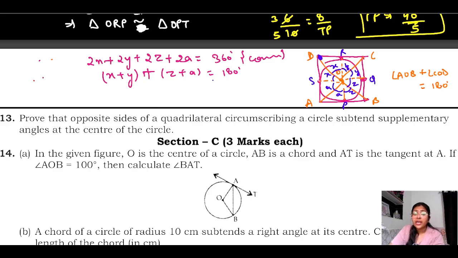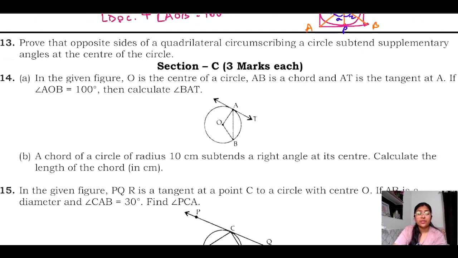Can you write angle X plus Y as angle DOC? Yes. Angle Z plus A as angle AOB? Yes. So angle DOC plus angle AOB is equal to 180 degrees. These are the angles subtended by the opposite sides of the quadrilateral at the center. CD and AB are subtending supplementary angles at the center. Okay, learners, this is clear to you? Yes. Now move to Section C.